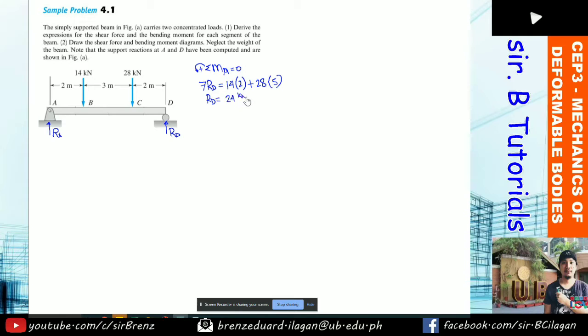And to solve for RA, mag-summation na lang tayo ng forces sa Y, or vertical. So summation of forces Y equals 0. So RA is just the difference of 14 plus 28 and then minus yung RD mo, which is 24. So with that, we will have a value for RA, which is equivalent to 14 plus 28 minus 24. So that is equal to 18 kilonewton. Ayan. So ang RA mo dito is 18 kilonewton, and for RD, that is equivalent to 24 kilonewton.